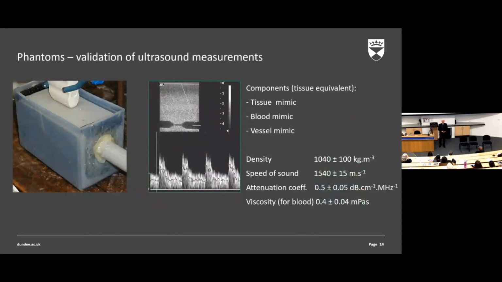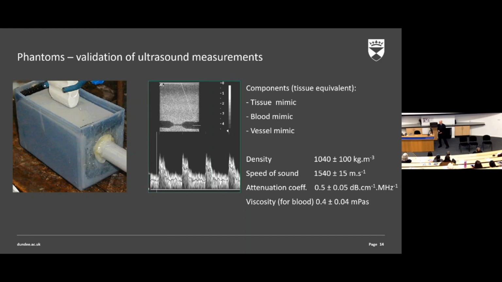So now moving on to phantoms. A phantom is used for validation of ultrasound measurements, and this is a typical phantom as it's used in the lab. We've got this kind of grey agar-based tissue mimic just here with a channel running through it. The transducer is held in a retort stand and clamp just here. And we've got this picture up which I've already shown. This is a phantom of a diseased vessel with waveforms just here.